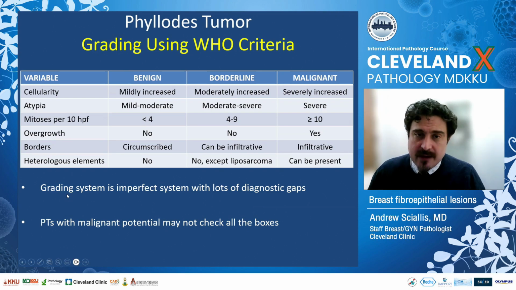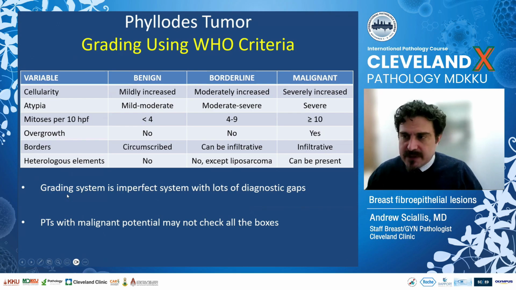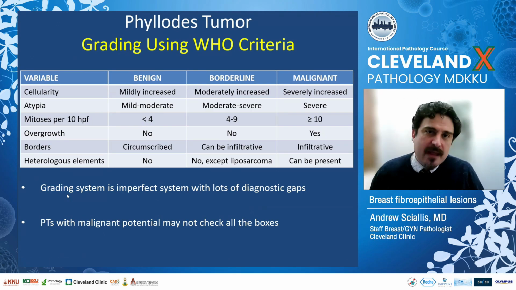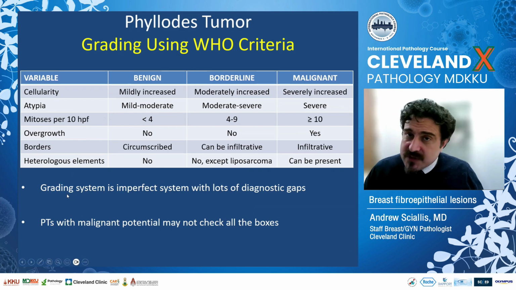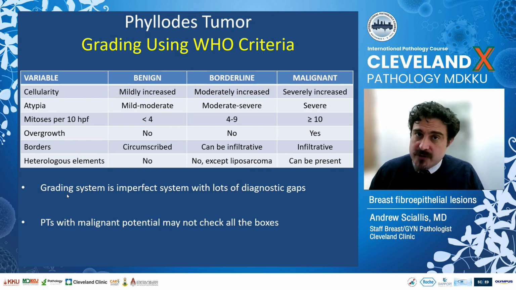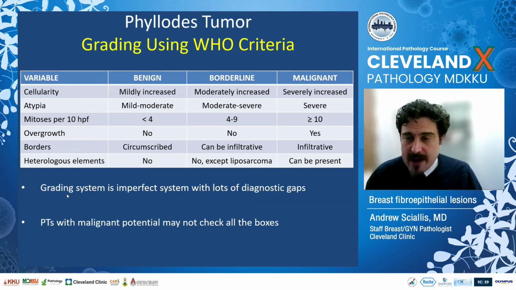Meaning you see increased cellularity, it's severely atypical, lots of mitotic figures, there is stromal overgrowth, infiltrated borders, heterologous elements, absolutely. When you can check most of those boxes, then make a diagnosis of a malignant phyllodes tumor. Otherwise, consider the possibility of a borderline. But when it comes to management of borderline and malignant phyllodes tumors, they're pretty similar. Make sure that you have the entire lesion out, usually with a 1 centimeter margin around them.